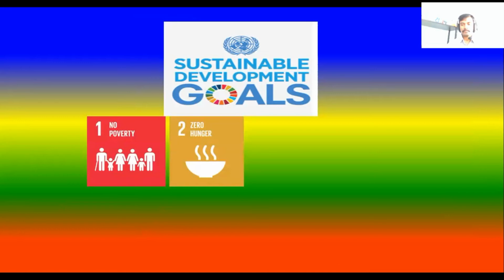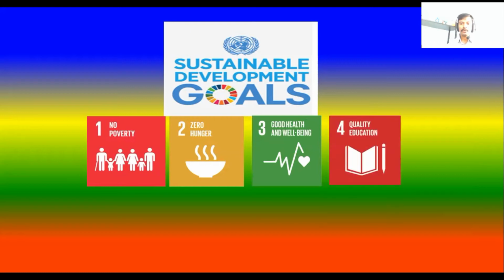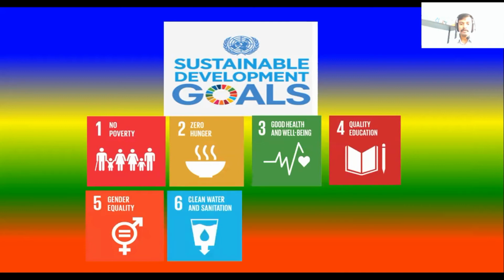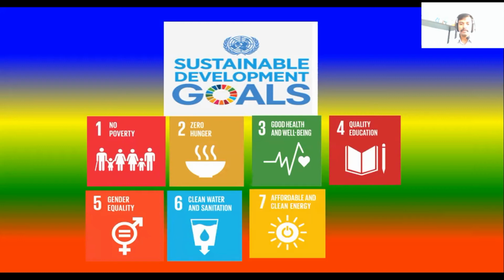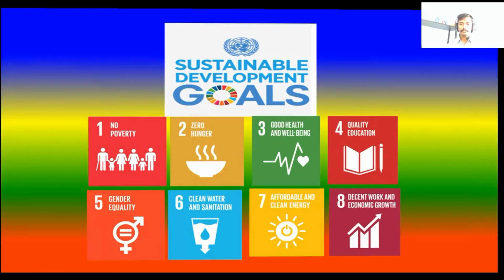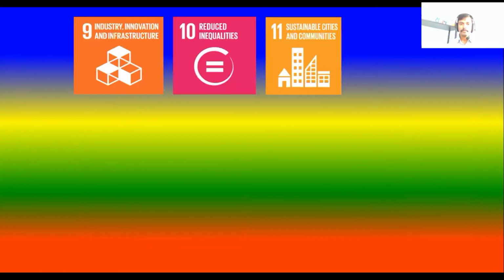Then this social problems. First, no poverty. Second, zero hunger. 3, good health and well-being. 4, quality education. 5, gender equality. 6, clean water and sanitation. 7, Affordable and clean energy. 8, Decent work and economic growth. 9, Industry, innovation and infrastructure. 10, Reduced inequalities. 11, Sustainable cities and communities.